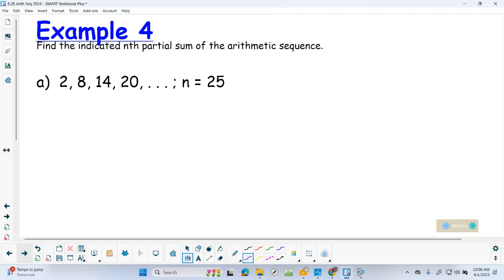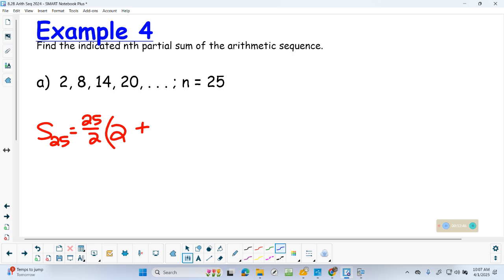Now, they've only given us 1, 2, 3, 4 terms up there. I do not want to write out 25 and then add them. So I'm going to use my formula, of course, okay? So 25 terms. 25 over 2. Okay, first term 2. We got a little glitch here. Do you know what the 25th term is? No. So I'm going to have to find it.